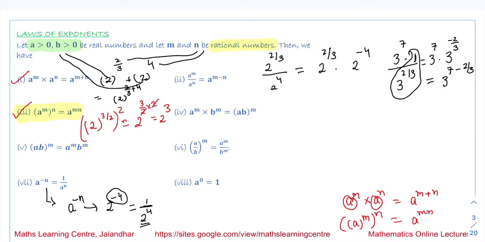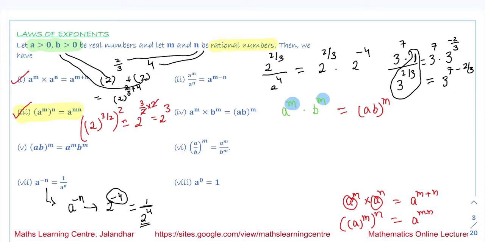Next we have a raised to the power m into b raised to the power m. Now what is happening over here is that the powers are the same. So when the powers are the same, these terms get multiplied. So we are talking about different cases over here.